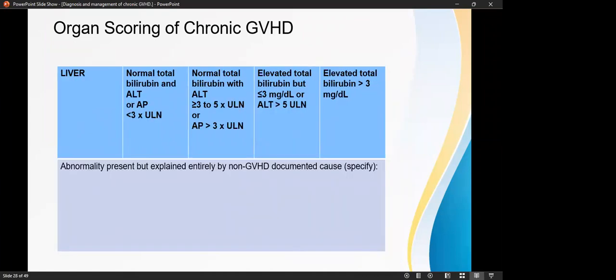While liver, you can say that if bilirubin and ALT is less than 3, that will be in the score 0, while normal total bilirubin and ALT more than 3 to 5, that will be in the score 1, while elevated total bilirubin more than 3 mg per deciliter, that will be included in the score 3.